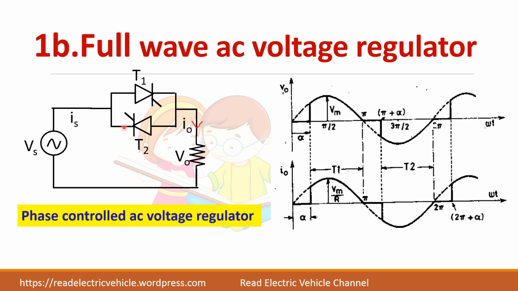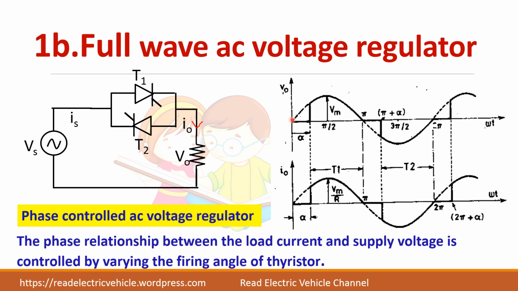This circuit is called a phase control AC voltage regulator because you are able to control the relation between the supply voltage and the output current. The supply voltage starts at 0 here, whereas the current starts here. Since you are able to change the relationship between Vs and I0, it is called a phase control AC voltage regulator. And this is the widely used method.